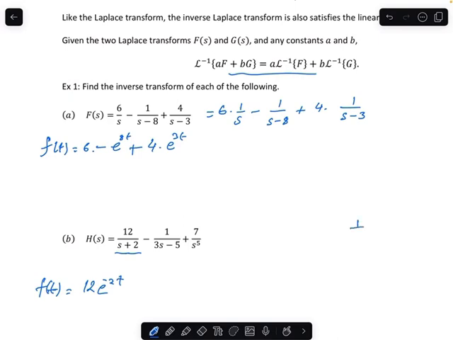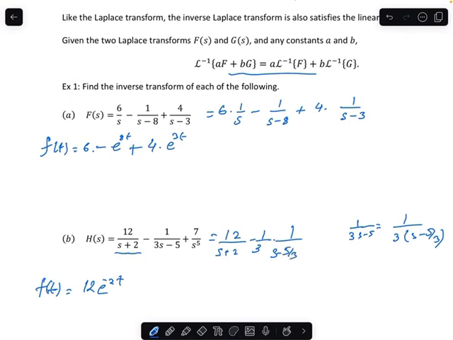So 1 over 3s minus 5. We haven't seen a factor like that in the bottom in the Laplace transforms, but notice we can factor out the 3 at the bottom, and this becomes s minus 5/3. So I can write my function like that. So the first one is 12 over s plus 2 minus 1 over 3 times 1 over s minus 5/3.